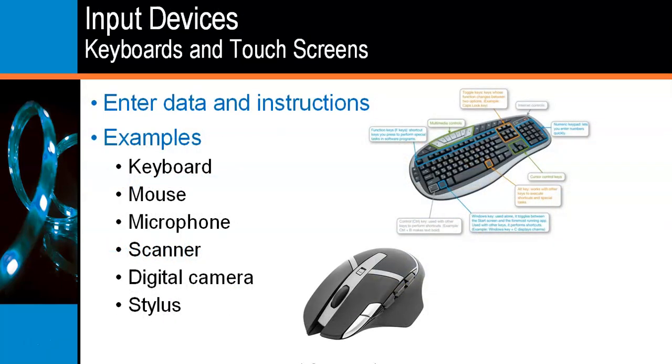When we talk about input devices, we're talking about the devices we use to enter data and instructions into our computers. And the examples of this include a keyboard, a mouse, a microphone, a scanner, a digital camera, a stylus, and they mentioned microphone there, but we tend not to think about it too much. But like this presentation is being put together with a microphone.